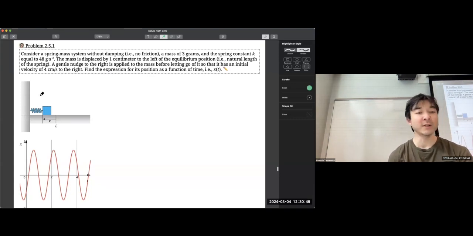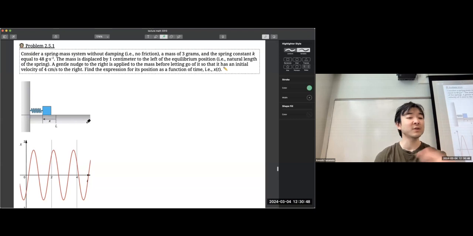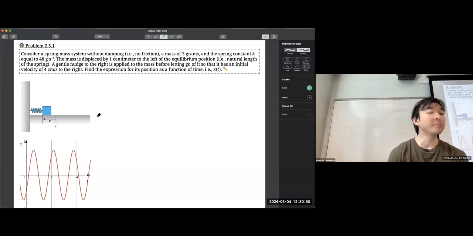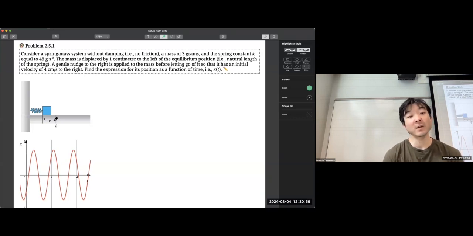Again, it's super well oiled. This never stops if you had let it go. A mass of 3 grams, the spring constant k equal to 48 grams per second squared. The mass is displaced by 1 centimeter to the left. So there's this equilibrium position, and they like to use L as the natural length of the spring. So this L would have been the x equals 0 position.